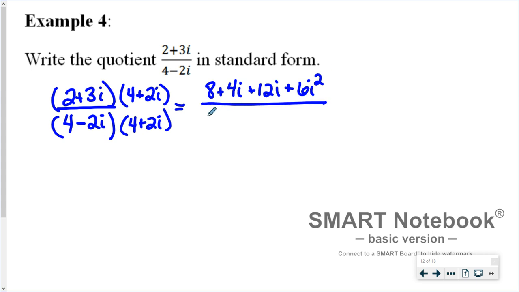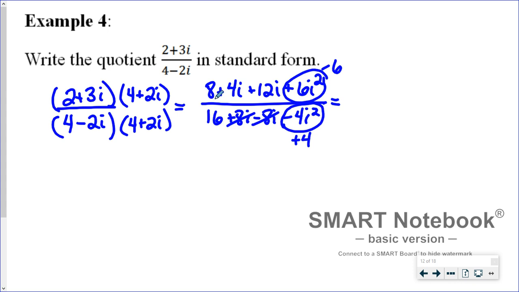And the denominator, I'm going to get 16 plus 8i minus 8i minus 4i squared. So, of course, the minus 8i plus 8i will just cancel. Of course, again, minus 4i squared just becomes plus 4, right? Because this is negative 4 times negative 1. So now combining like terms, and of course, this plus 6i squared becomes negative 6.